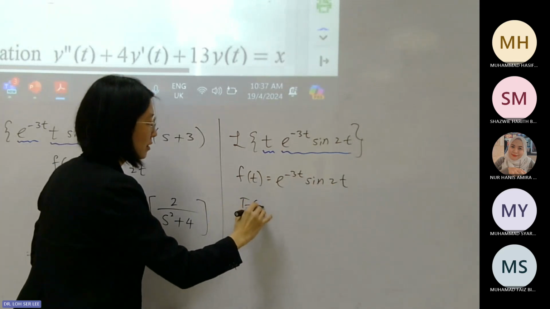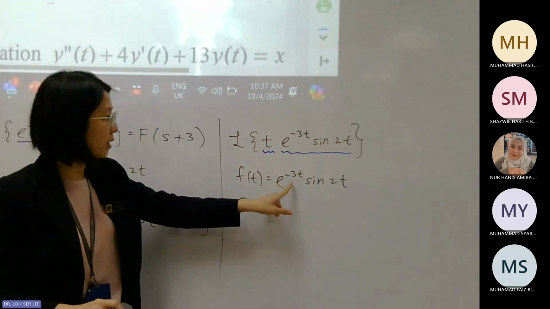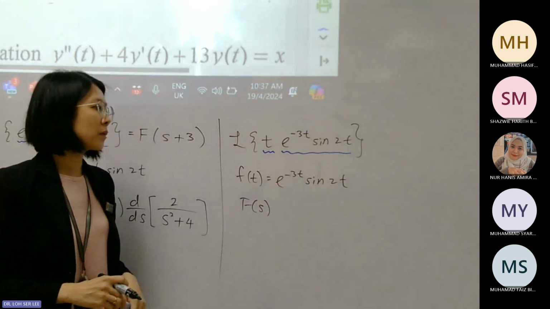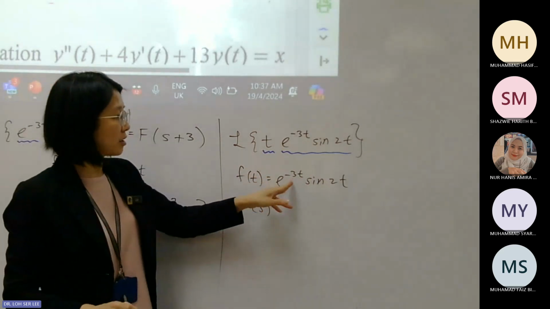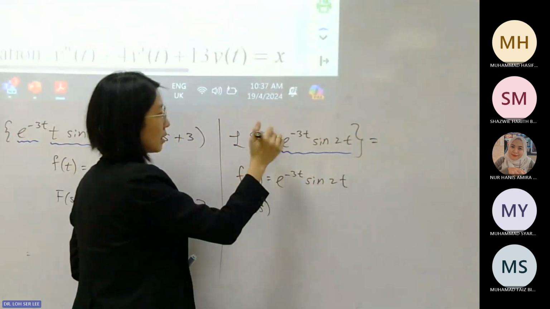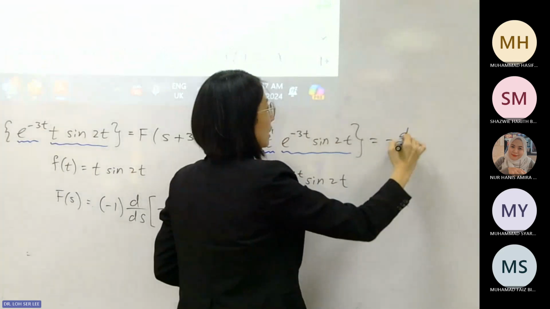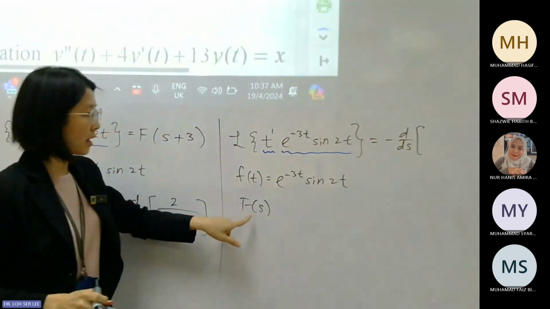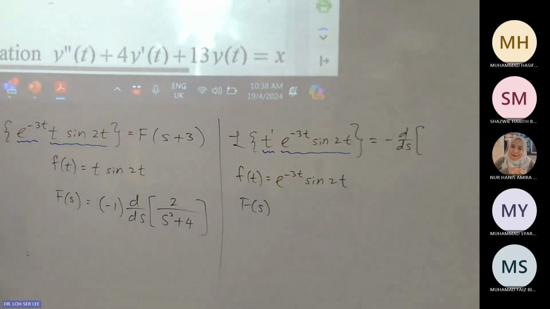To get the F(s), you have to apply the first translation, because this is e^(at). This is your f(t). Once you apply the first translation to get your F(s), then this will be t to the power of n, where n is 1. When n is 1 you have a negative sign, d over ds, and what you need to differentiate here is the function F(s). This one I will leave for you to try.